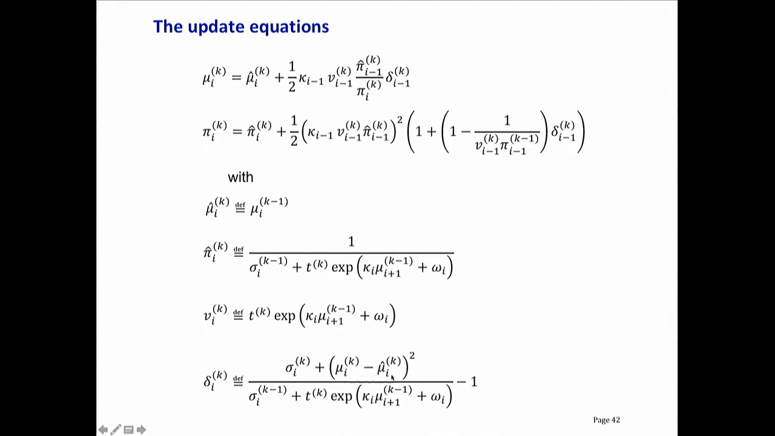So if this is large, then this is more likely to be positive. And then the update on mu 3 will be an increase. If this is very small, then it's more likely that this will be negative, and then the mu 3 will decrease, yes. That's how the updates between the two levels are linked.